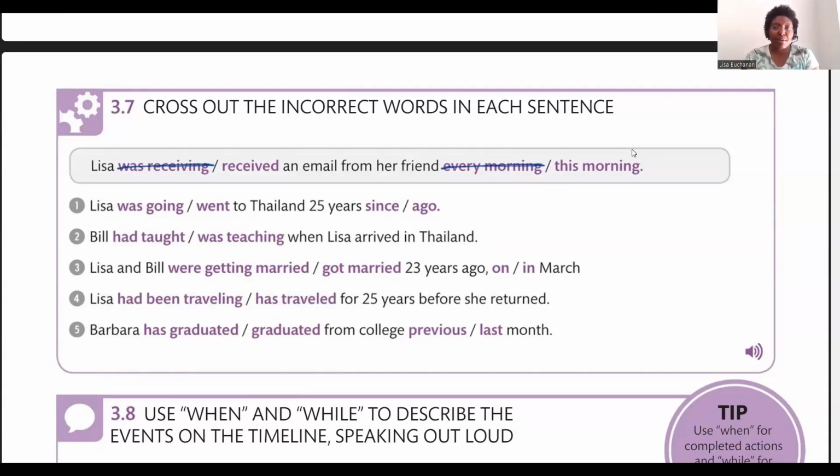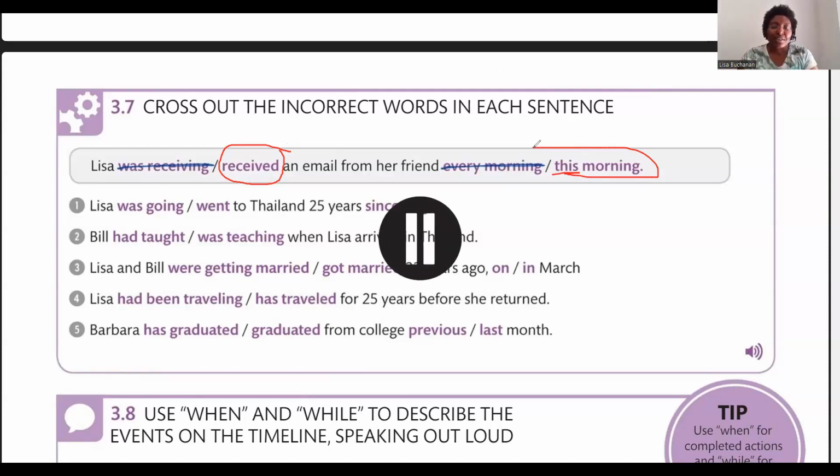We have the first example, which happens to have my name. Lisa received an email from her friend this morning. So why is that correct? The action is completed. We just need simple past tense, something that I received and it's over. And this morning, so it's one particular morning. We say this morning, not every morning. So that's why that is correct. Let's look at the next one.